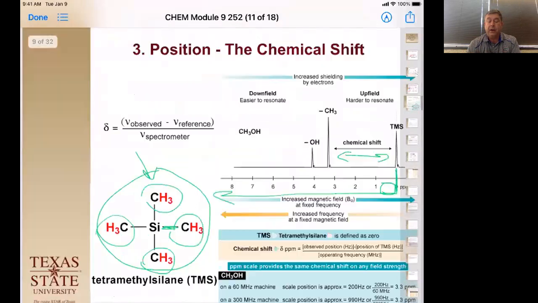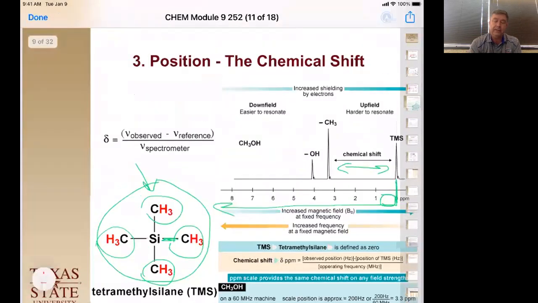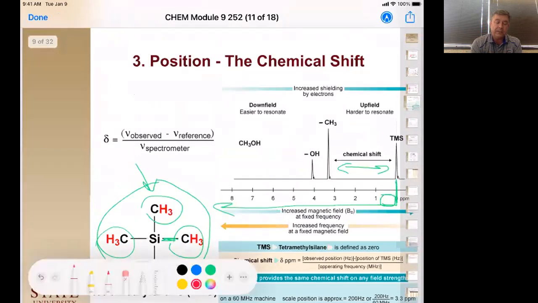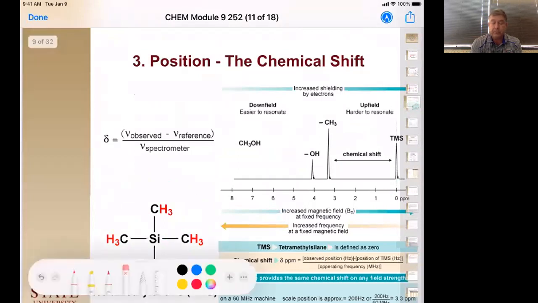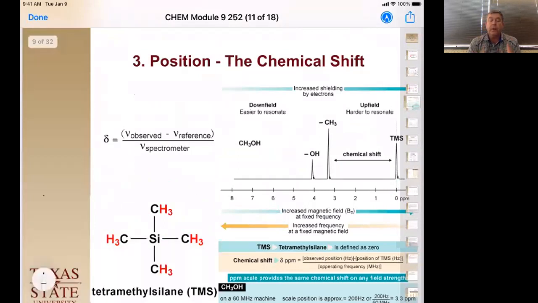Okay, now the hardest one, no, actually, it's a little hard when you first start, but it's really not that hard. What we're going to do is talk about chemical shift, or position. When we talk about position, we have to use a couple of words. Downfield is further away from zero, which makes them easier to resonate and slower to relax. And then we have upfield. Those are harder to resonate, which means they are faster to relax, okay?